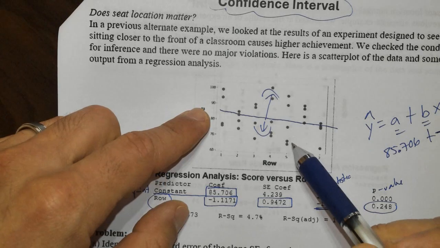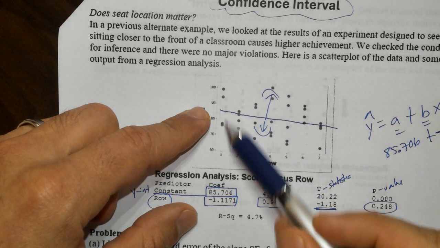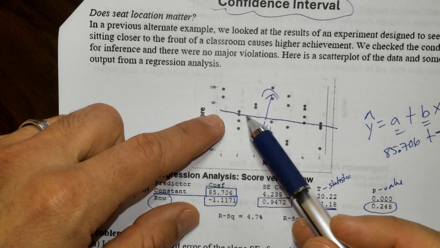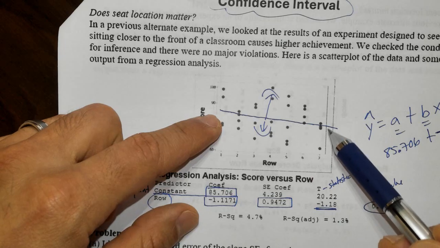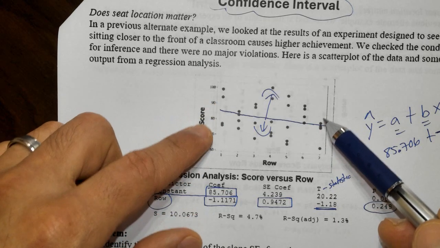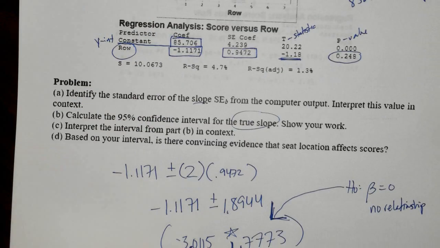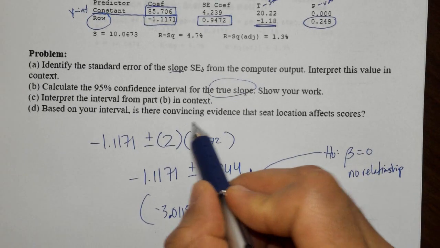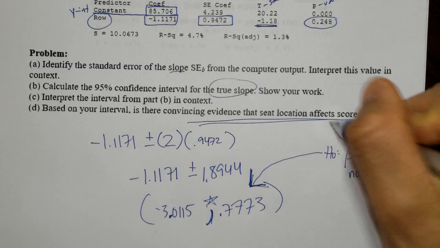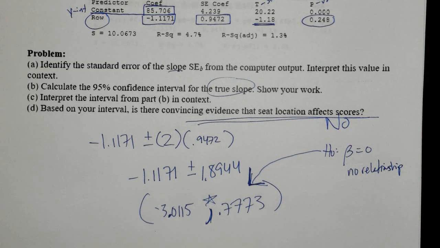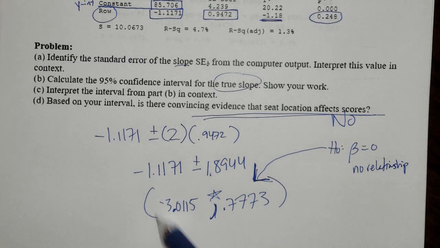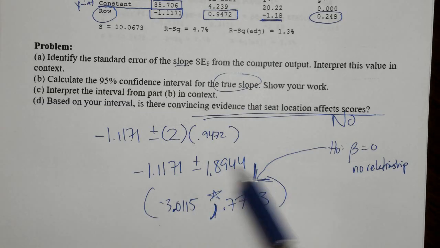And if you look at the picture, it's kind of scattered everywhere, and the line is very minimal, almost flat. The slope is almost 0. So, are we okay with the conclusion here? Do we have convincing evidence? No. And I would say that by talking about how 0 is inside of the interval.